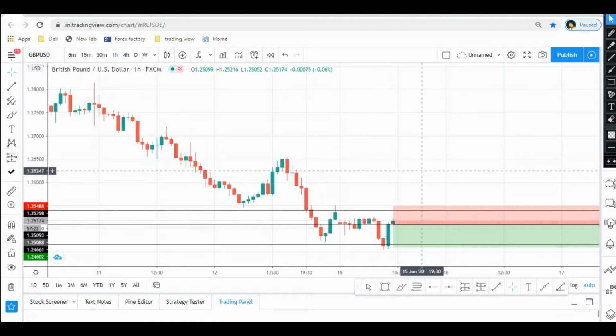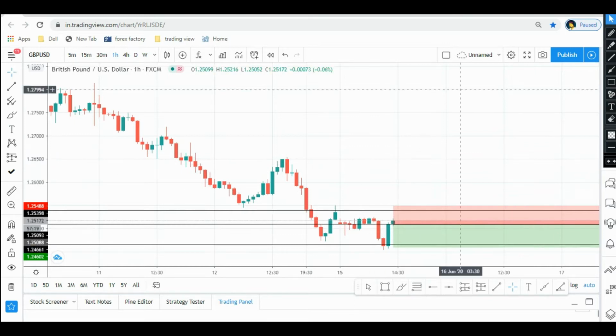And one more thing I would like to tell you, whenever you see the price going like this, this is the stop loss area. I cannot simply place my stop loss in this particular area. I have just marked this area as a stop loss. If you see the price going against you like this, do not close your trade. Sometimes what happens, let me show you.